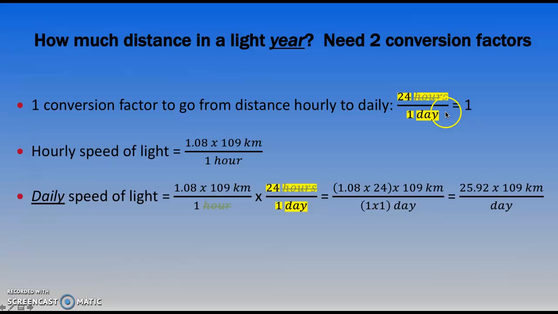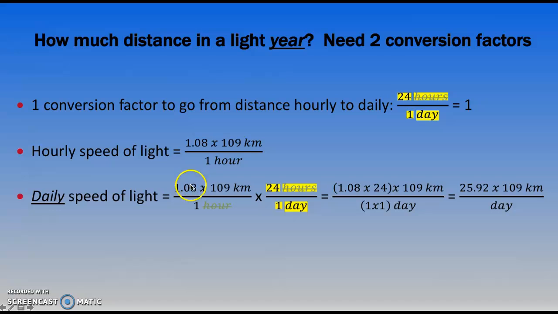We could say 24 hours equals 1 day. Both of these things are equal. 24 hours is equal to 1 day. 1 over 1, this equals one thing. So a conversion factor is 2 different measurements that equal 1. All right? 24 hours is the same as 1 day. That's our conversion factor. We can put it in here and we can then cancel out.